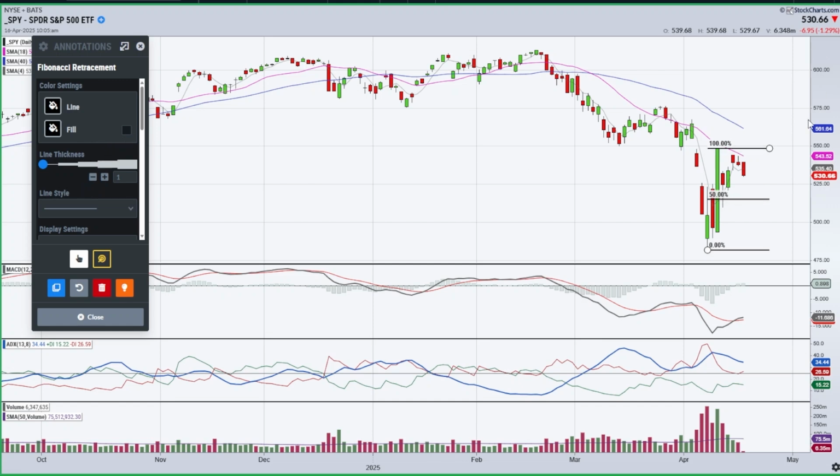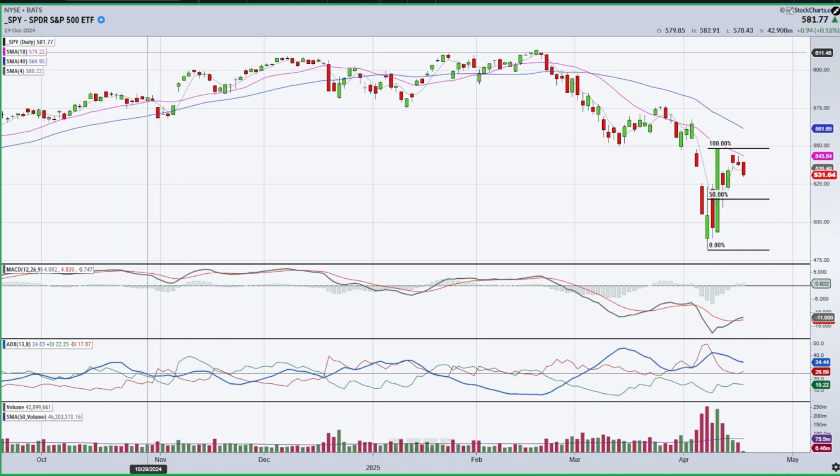Let's just see what that value is. Somewhere around 515 on the Spider, 514, 515. It's going to be pretty important. If we come back down through that level, then you've got to start thinking we're going to put a lot of pressure on the lows. So keep using those 50% retracement lines. I think it can be pretty valuable to you.